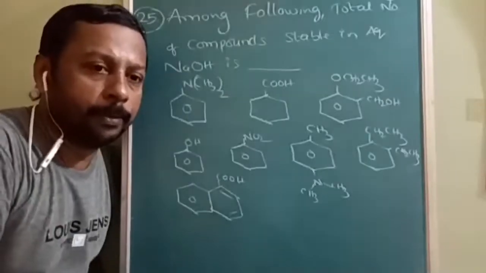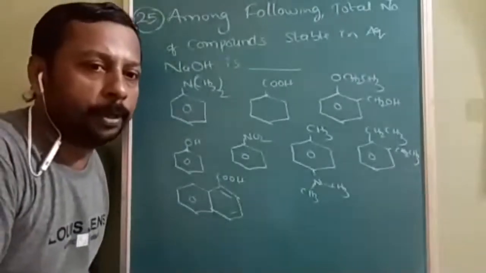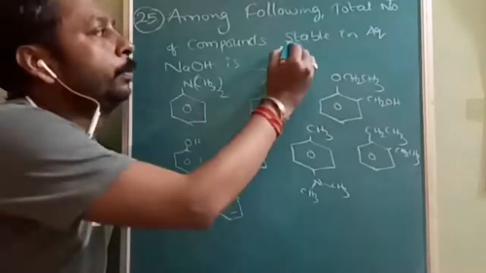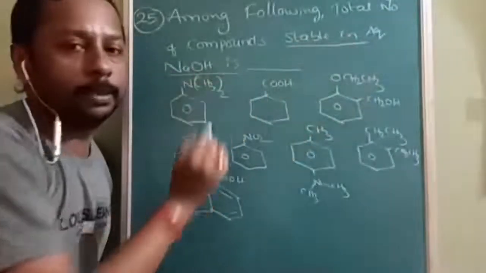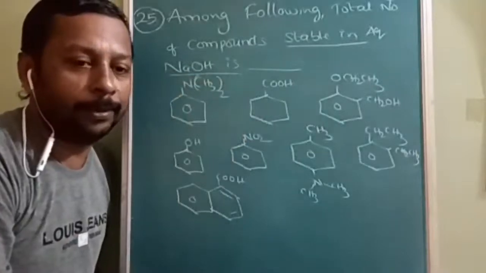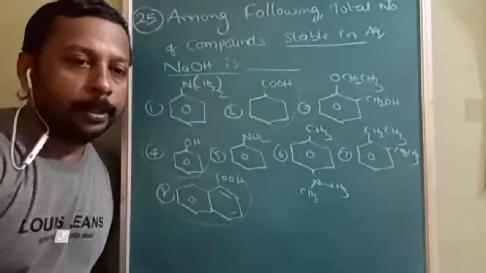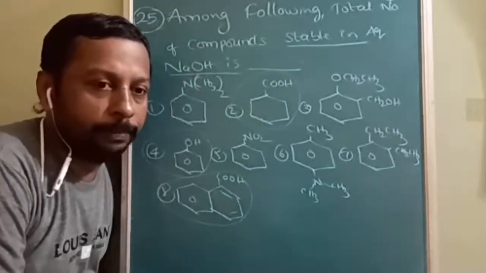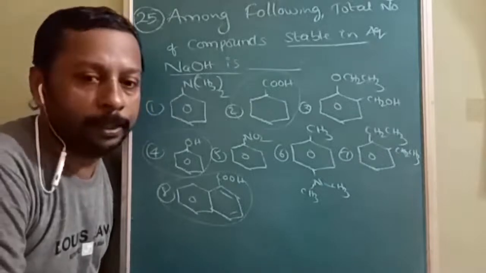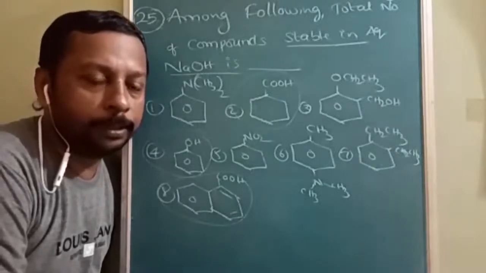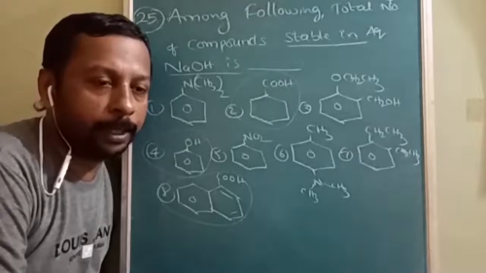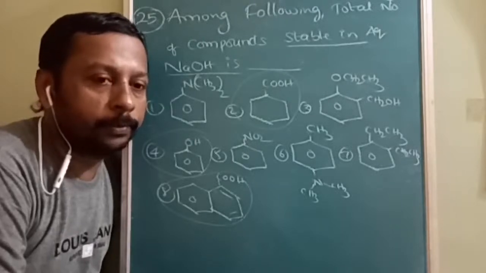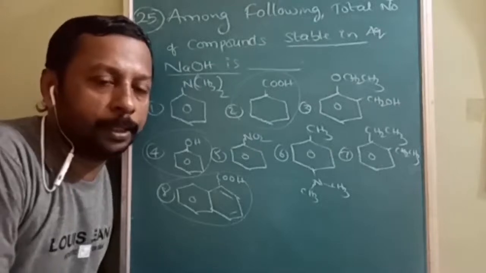The question is from organic: among the following, the total number of compounds stable in aqueous NaOH. Here it is actually an acid-base reaction. It is nowhere concerned with much reaction mechanism. Very simple question, acid and base. When you are dissolving a base in an acid, automatically a reaction will be there. So for this question, you especially have to search for the acidic substances.